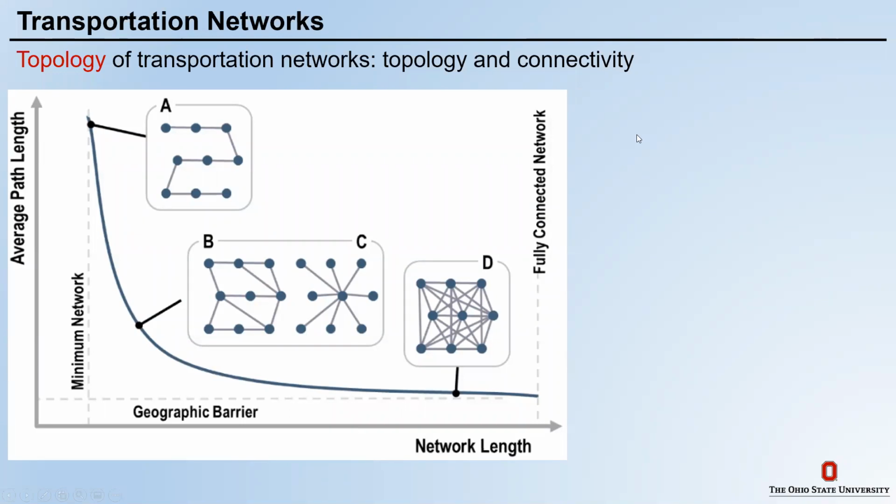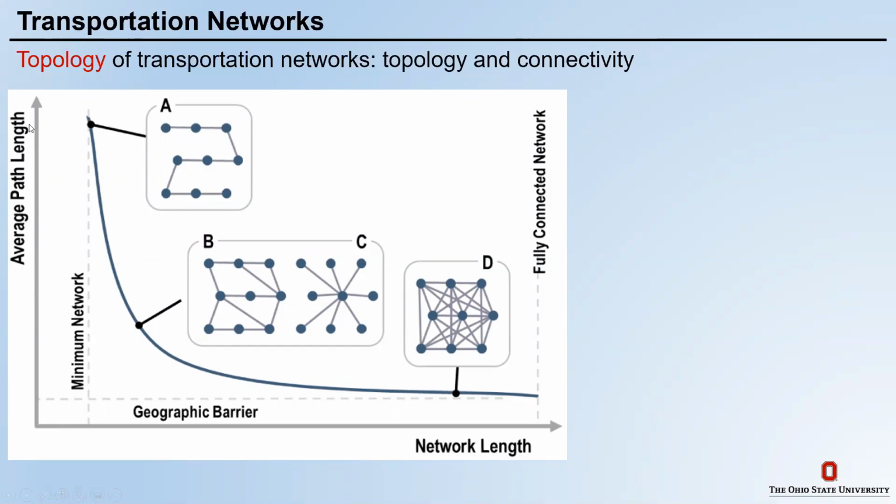And so we have the fully connected network. We have the minimum network, right? And we have some networks between these 2 types of networks, right? And we're just putting these different types of network within this 2-dimensional space with coordinates, right? The horizontal axis is for network length, the total network length. And the vertical one is for average path length.